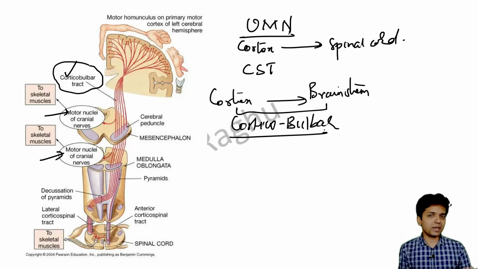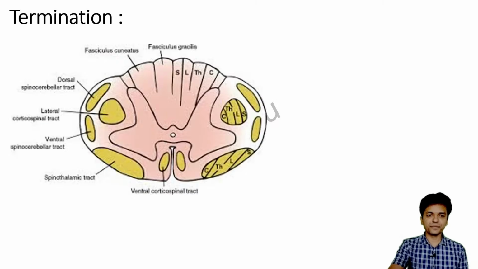Along with the corticospinal tracts, always remember there is also lesion of the corticobulbar fibers. I have put up this slide just to explain that. I hope it's clear. Now next, coming to the last part of the corticospinal tract, we will see the termination of the corticospinal tract.